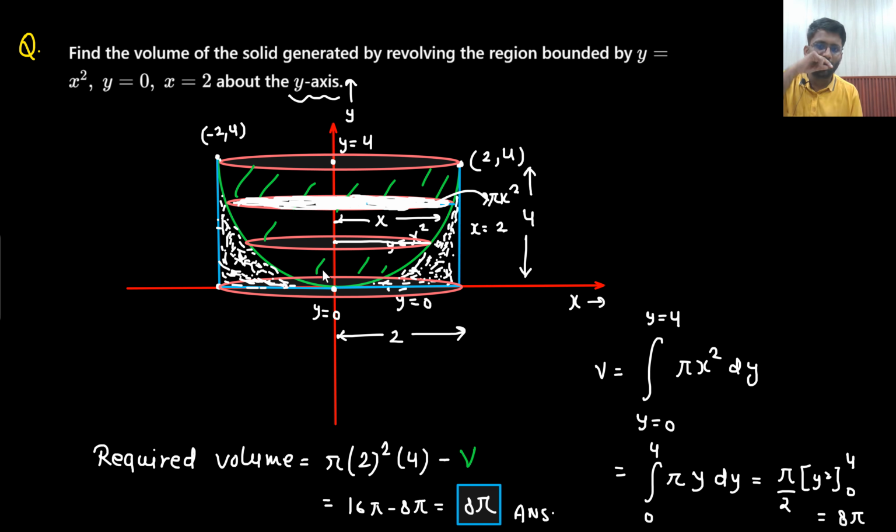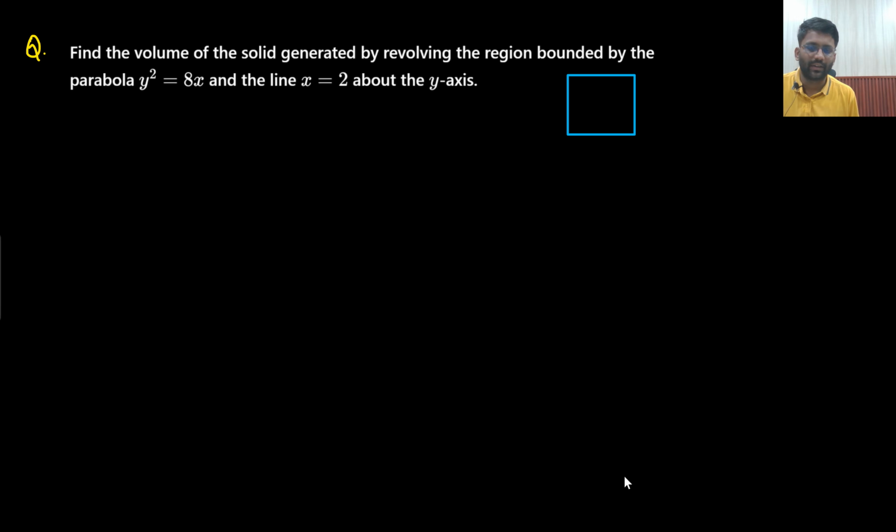So pi x square dot dy with y going from 0 to 4. In place of x square, I will put y. And there you go. Answer is 8 pi. 16 pi minus 8 pi, answer is 8 pi. Well and good. Next question. Try doing it on your own.